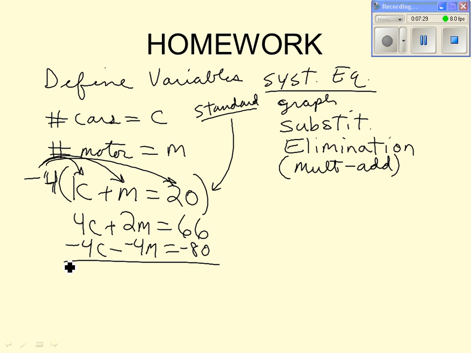All right? What happens with the C's? That's the whole purpose. That's why it's called elimination. You get rid of one of the variables. 2M and -4M give you how much? -2M. It would work.